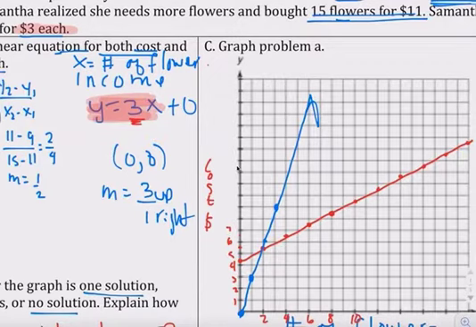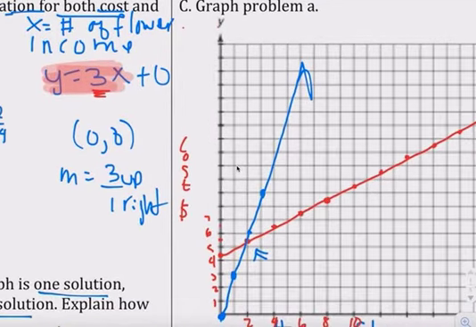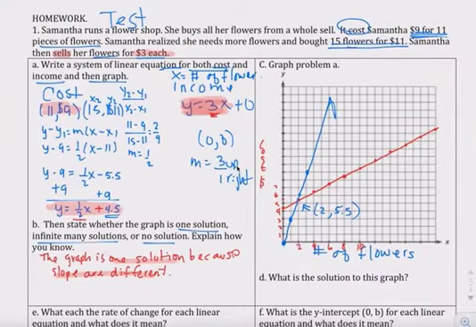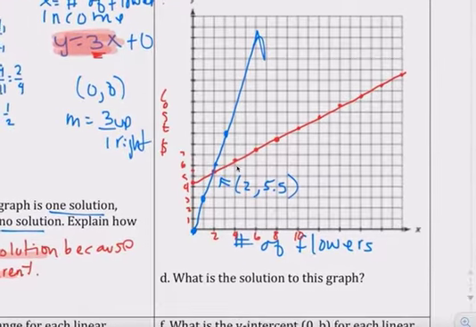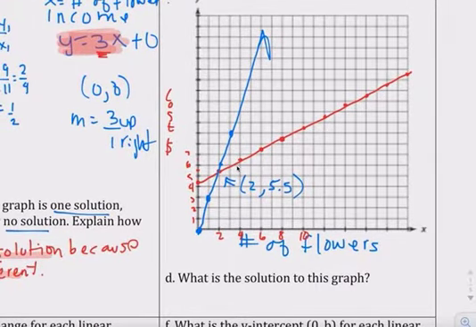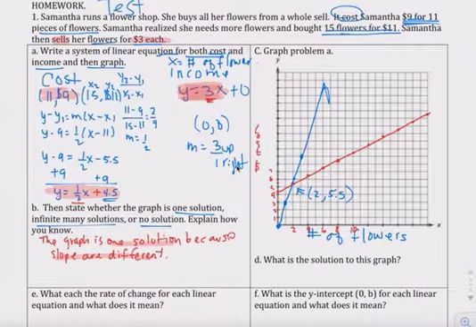is at 2 somewhere here. Right there. Looks like it. The intersection is 2 and 5.5. What's that mean? 2 flowers for $5.50. Does that sound right?